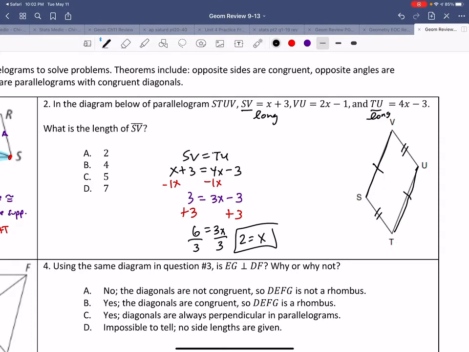So what's the length of SV? Okay, so let's see. We already know x is 2, and we already know SV is x plus 3. So if x is 2 and plus another 3, I get 5, and that's one of my choices. Sweet.